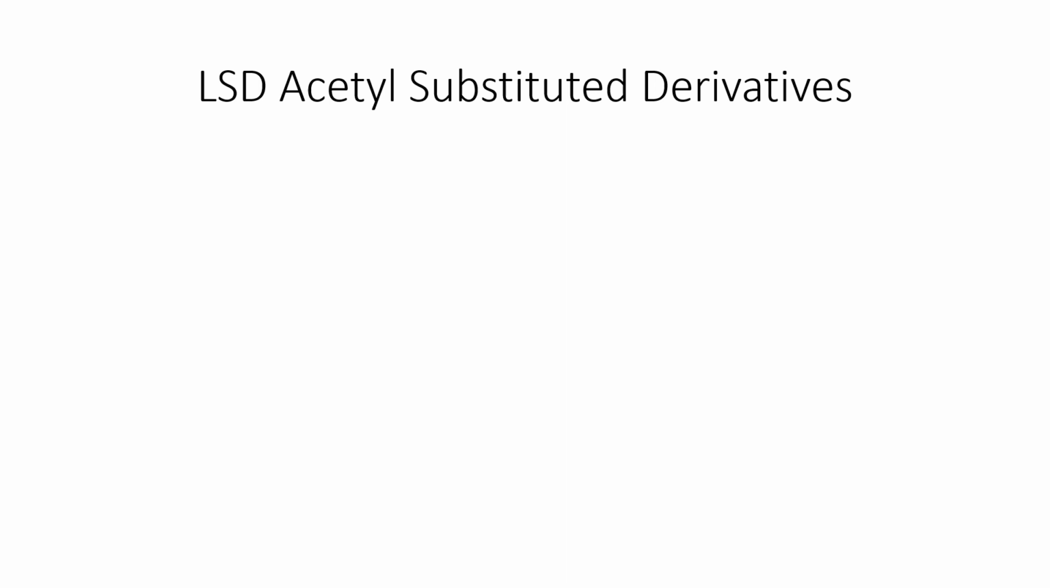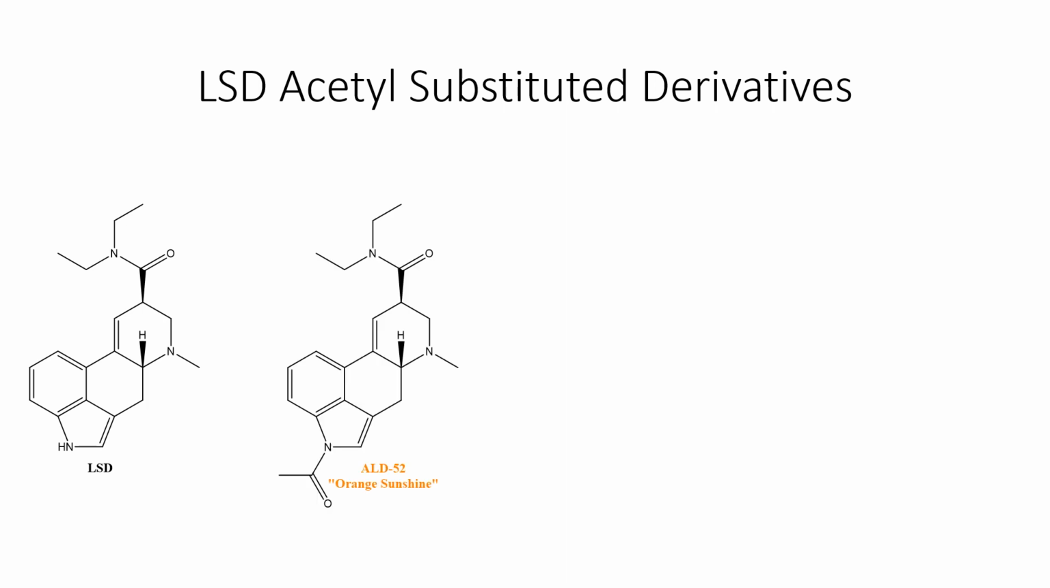The first compound studied in this publication is LSD. LSD is used as a reference compound so that we can compare our derivatives to the effects of LSD. ALD52 is known as orange sunshine and was the LSD distributed by Nick Sand in the 1960s and 70s. It differs structurally from LSD in that instead of a hydrogen being attached to the nitrogen, there is an acetyl group.